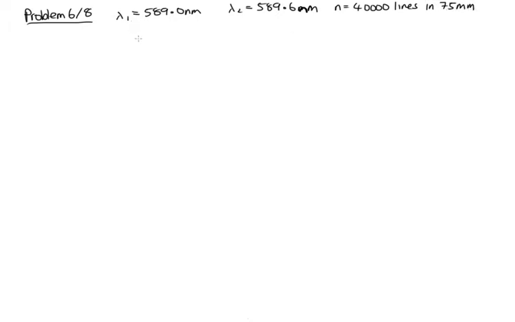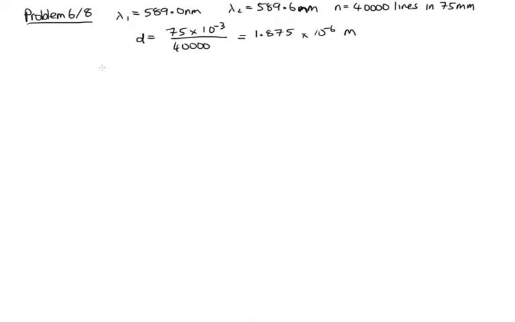So let's start by working out the spacing between our rulings. That's going to be equal to 75 millimeters, so 75 times 10 to the minus 3, over the 40,000 lines. Solving that on the calculator, we end up with 1.875 times 10 to the minus 6 meters between each of these lines. And we're asked to find the angular separation of these lines in the first 3 orders. So what we need to find out is the difference in angle that these two very similar wavelengths make as they go through the grating.